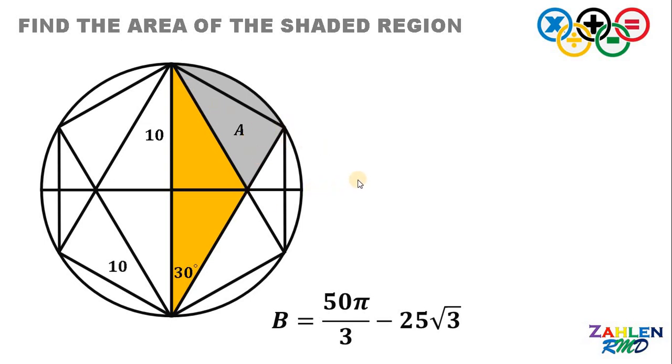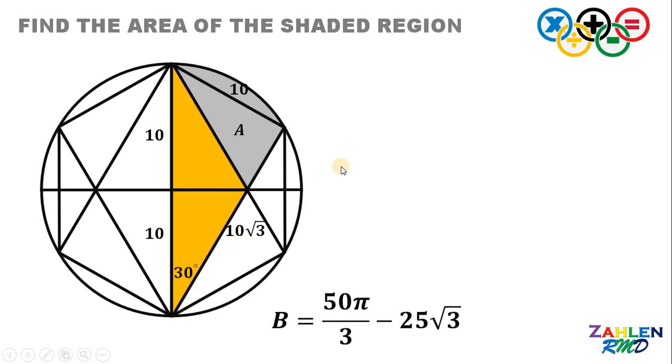Now, this is very easy because we know this is a 30, 60, 90 right triangle. We know the hypotenuse must be 20. Therefore, the side opposite of this 30 degrees must be 10, or half of the hypotenuse. And the length of the longer leg of this right triangle is equivalent to the measure of the shorter leg multiplied by the square root of 3. So this will give us 10 times square root of 3.